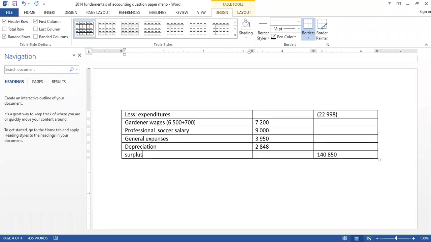Any questions? If it was less than our expenditure, then it's a deficit. Yeah, deficit. Something like this. Or you can call it expenditure excess over incomes. I think I saw that in one of the slides.